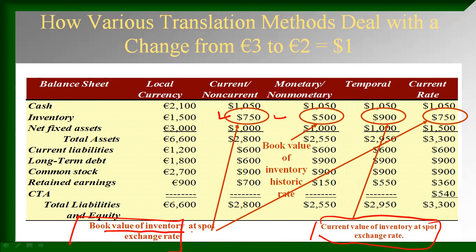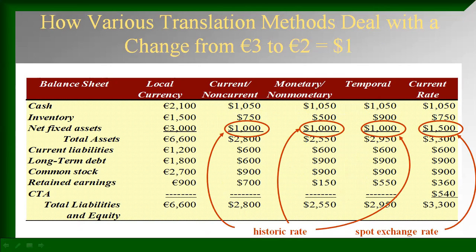You can see the book value of the inventory at the spot exchange rate is the same, 750 and 750. But the current value of the inventory at the spot exchange rate is 900, and the book value of the inventory at the historical rate is $500, because at the historical rate the price might have decreased, so it is only $500.